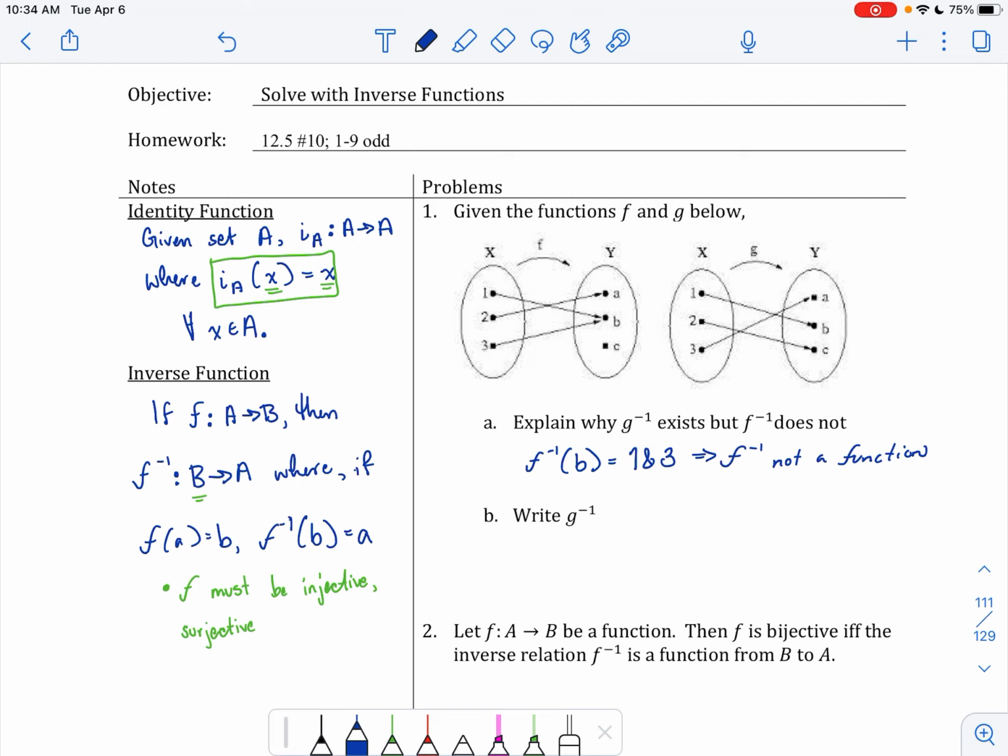Now, for g inverse, when we're given diagrams like this, I find it easiest to just write it as a set of ordered points. So the first ordered point in g is from 1 to B. That means g inverse is from B to 1. The next point is from 2 to C, so that would be (C, 2) for the inverse. And lastly, from 3 to A, so (A, 3) is in g inverse.